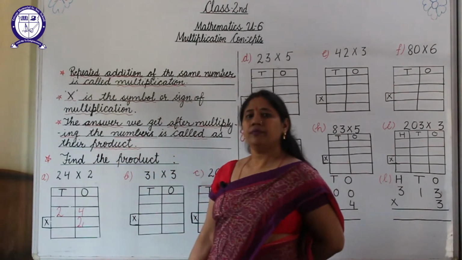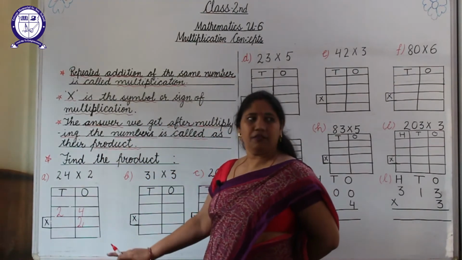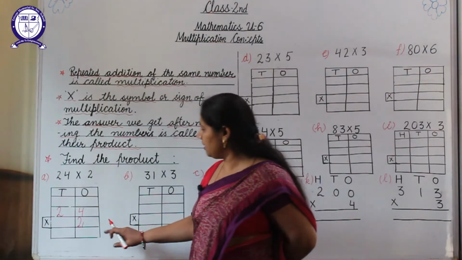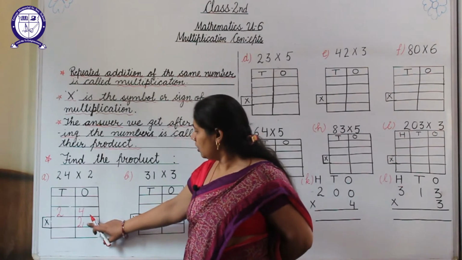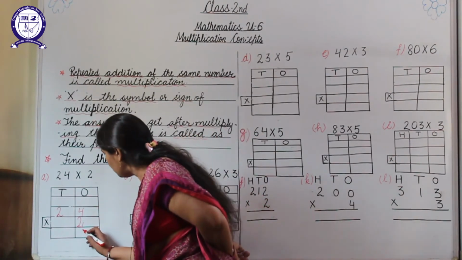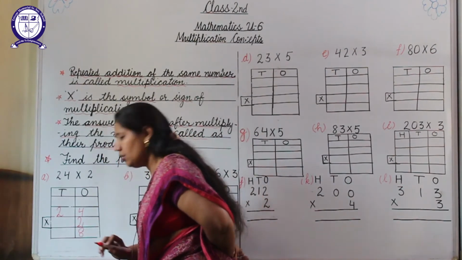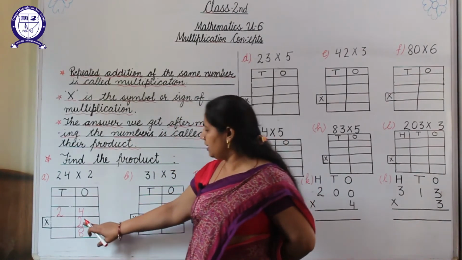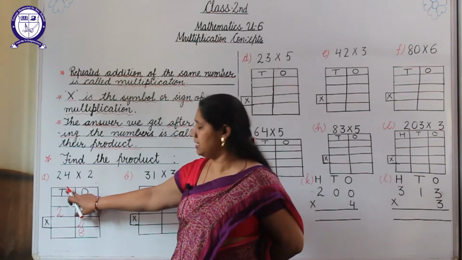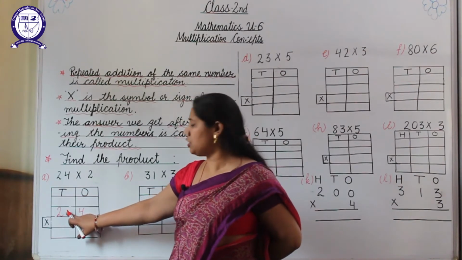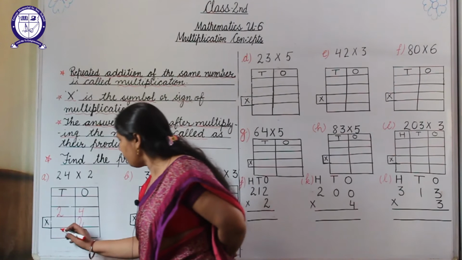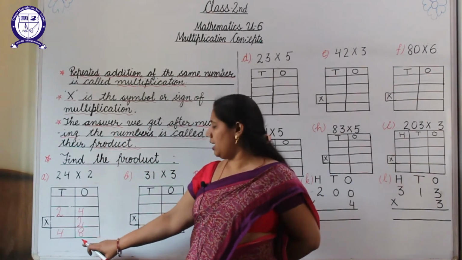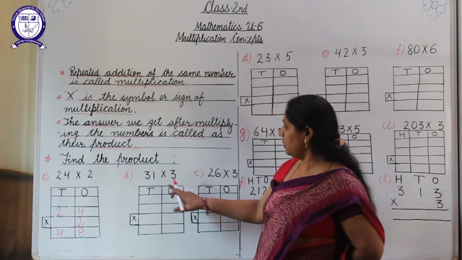So friends, let's start the question. Firstly we have to multiply the number with the ones digit. Our ones digit is 4. 2 fours are 8. Okay, firstly we have to multiply by ones digit. After that we have to multiply by the tens digit. Tens digit is 2. 2 twos are 4. Our product is 48.